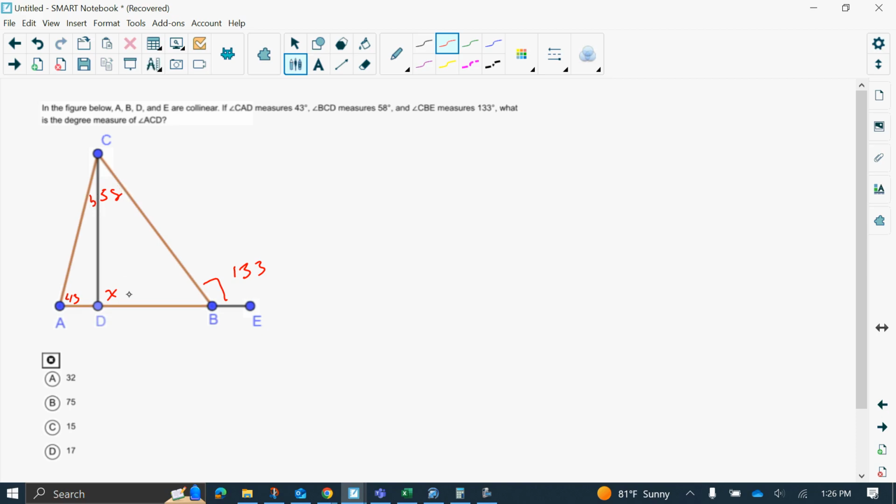Well, to find X, we do 133 minus 58. So that's 75. And now that's an exterior angle for this. So 75 minus 43, and so 32. So basically, we subtract all three numbers.